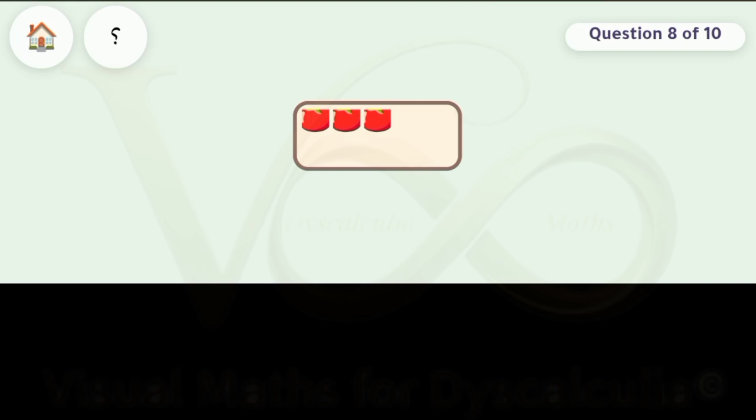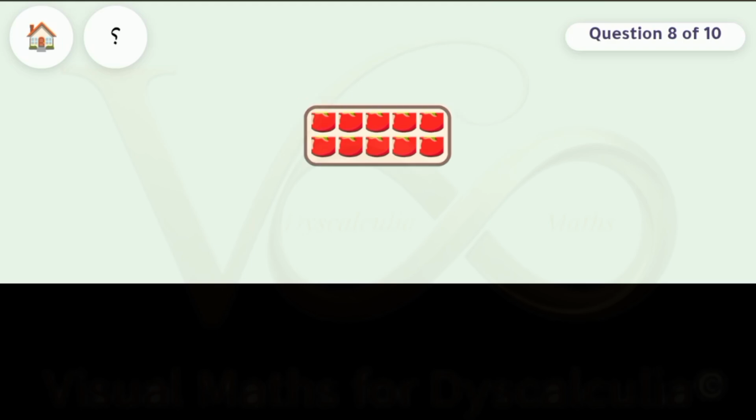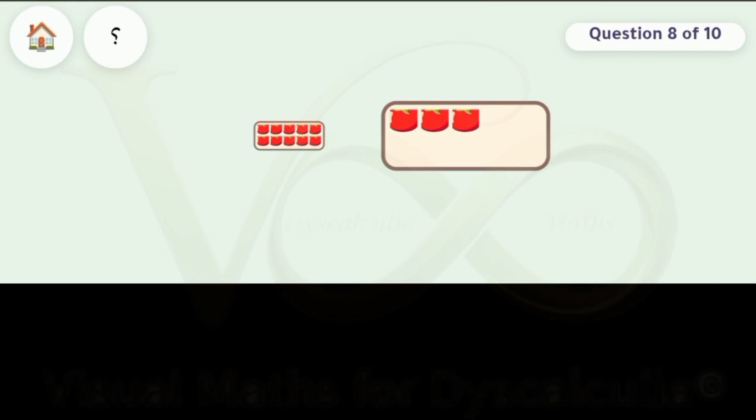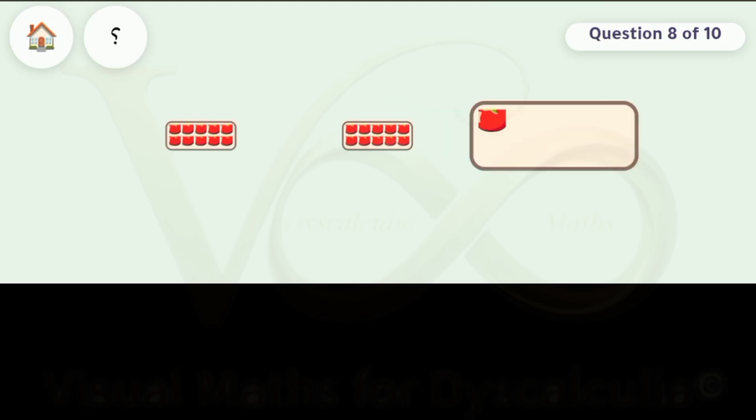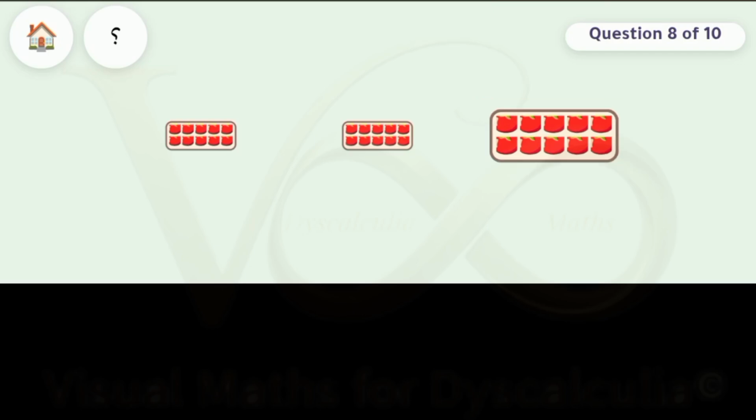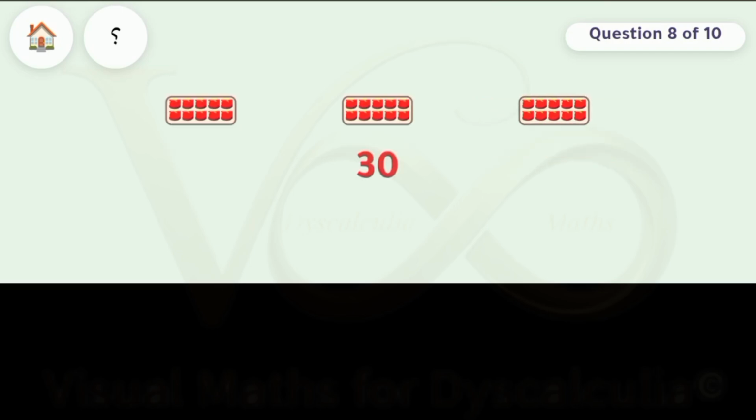1, 2, 3, 4, 5, 6, 7, 8, 9, 10. Full box. 11, 12, 13, 14, 15, 16, 17, 18, 19, 20. Full box. 21, 22, 23, 24, 25, 26, 27, 28, 29, 30. Full box. We share it into 6 groups.